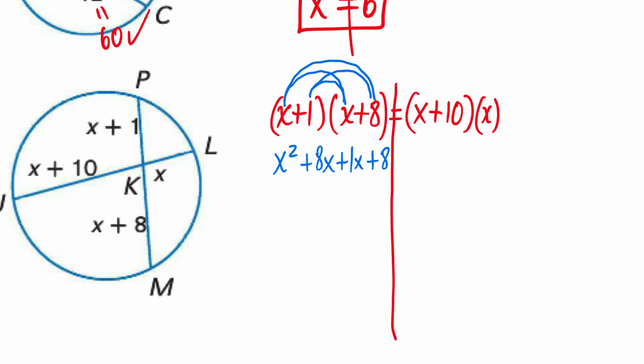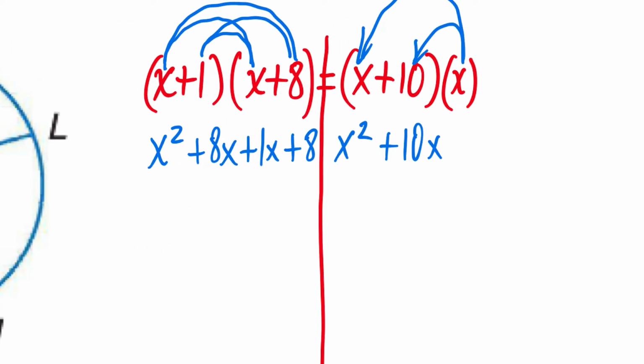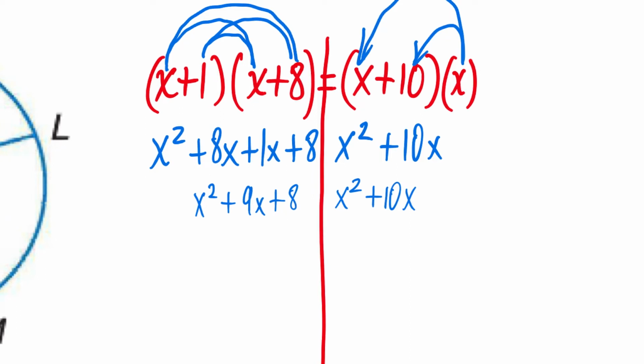Now on the right-hand side, I just have to distribute this x. So x times x is x squared, and then x times 10 is 10x. All right, so I'm going to combine like terms real quick. On the left-hand side, all I have to combine is the 8x and 1x. So x squared plus 9x plus 8 equals x squared plus 10x. All I did in that step was add the 8x and 1x.